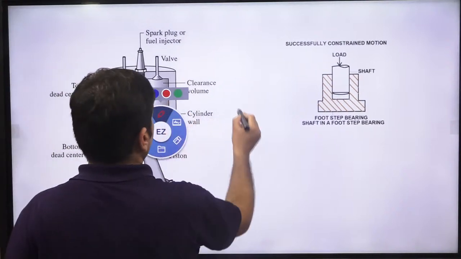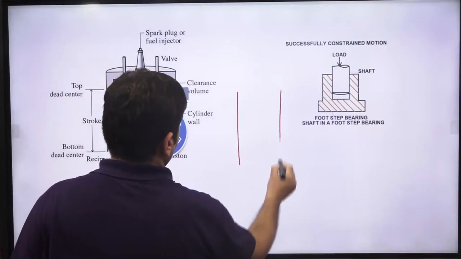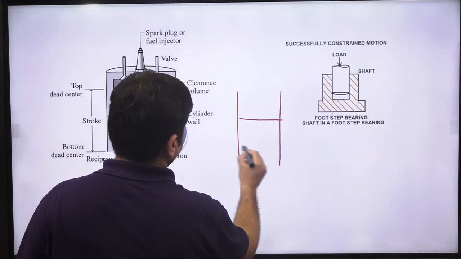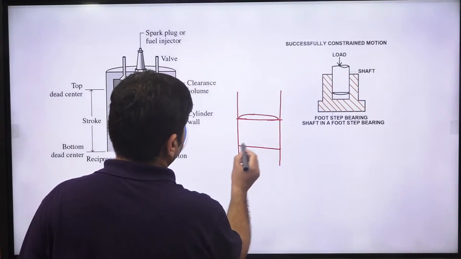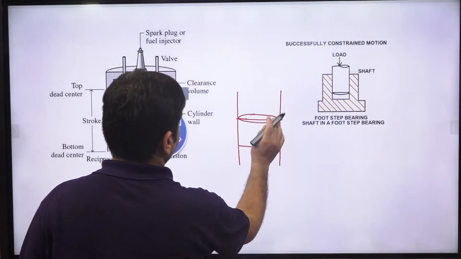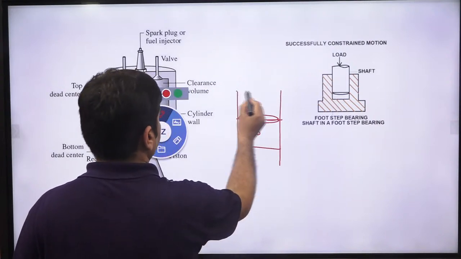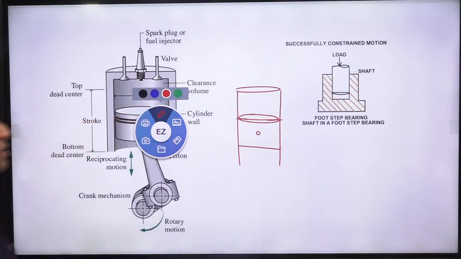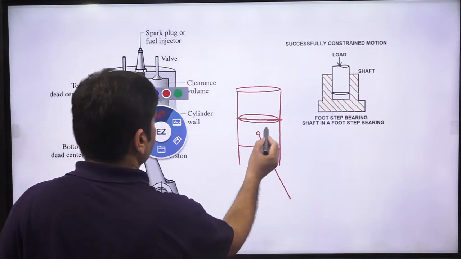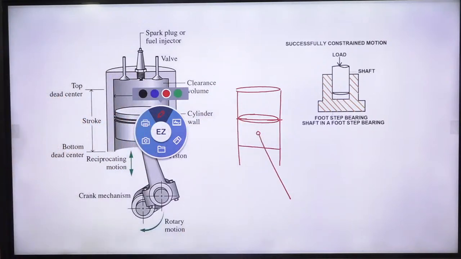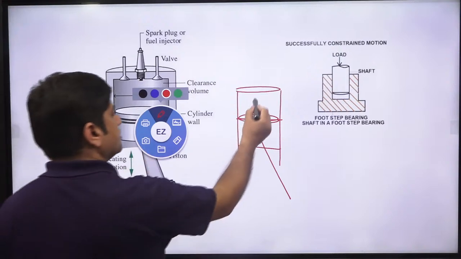So I give you a circular body, and the piston is also a circular body, right? So let me give you a three-dimensional view of that. This piston is also a three-dimensional body, and the cylinder is also a three-dimensional body. But this piston cannot actually rotate inside the cylinder. This piston can only translate.